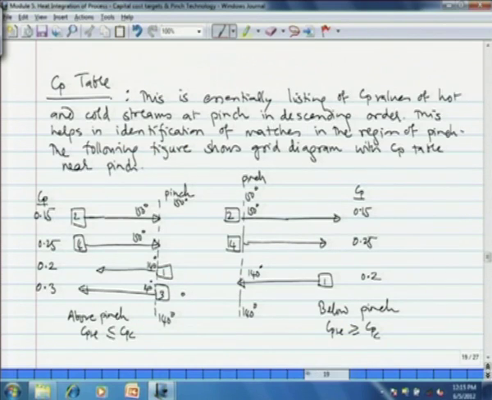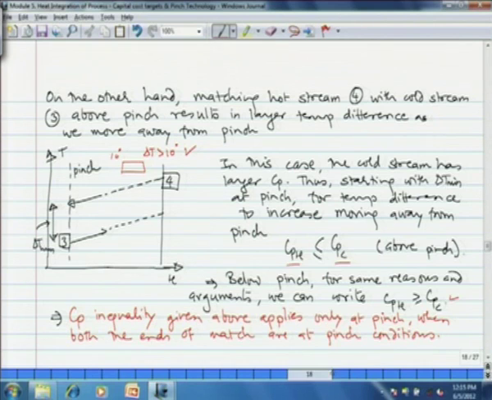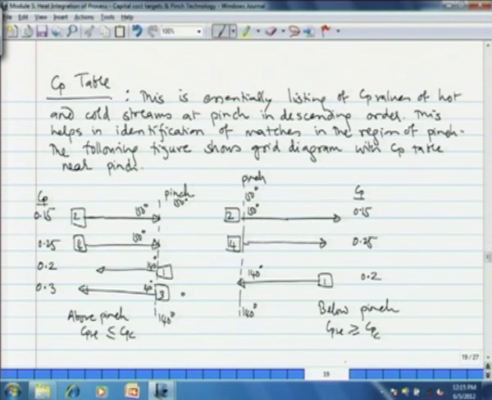Now, we have to make a CP table. This is essentially a listing of the CP values of hot and cold streams at pinch in descending order. This helps in identification of the matches in the region of pinch. And I am giving below the CP table for the problem at hand. The following figure shows the grid diagram with the CP table near the pinch.